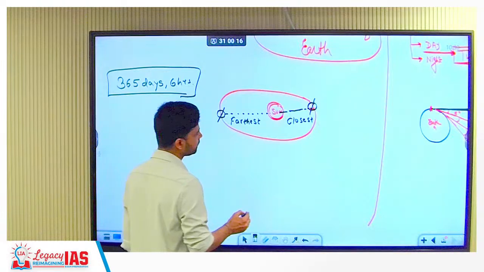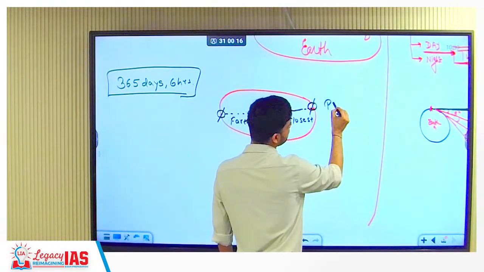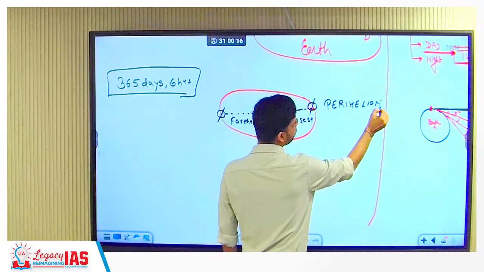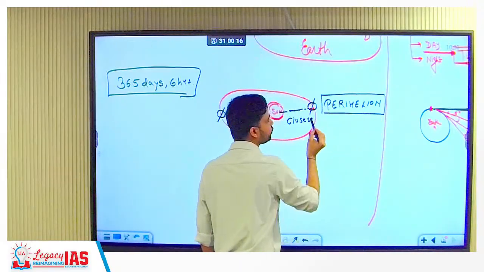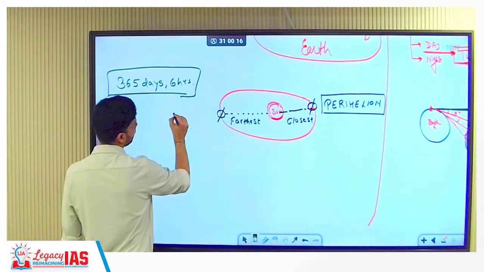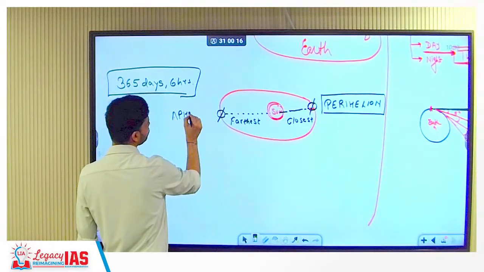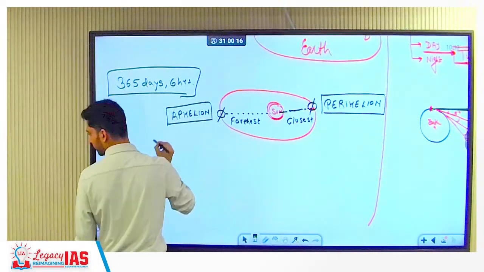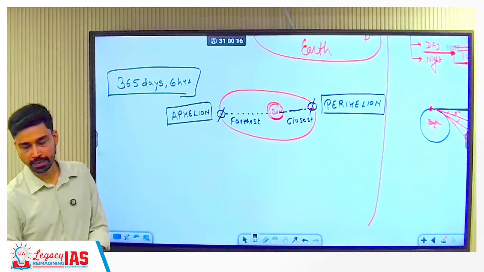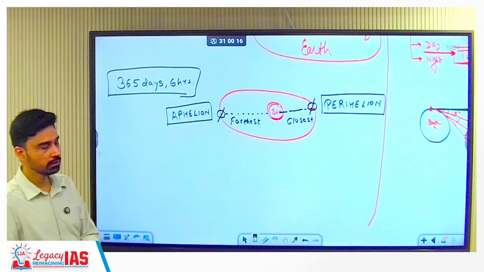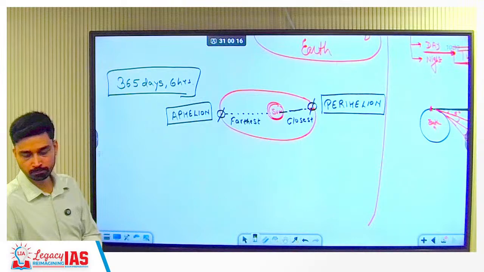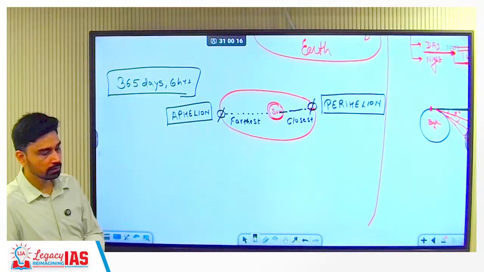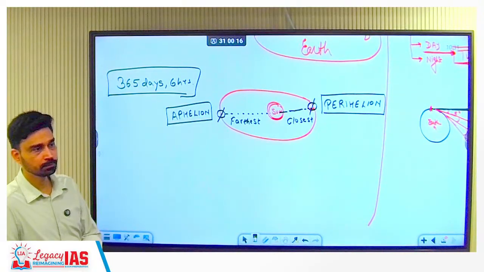So this position when Earth is closest to the Sun is referred to as perihelion. The terms here are very important. That's from where questions are generally asked. So you should be clear about what we mean by the term perihelion. And the position where Earth is farthest from the Sun, that place is what we refer to as aphelion. So we have perihelion and aphelion. At perihelion, Earth is closest to the Sun, and at aphelion, Earth is farthest from the Sun.